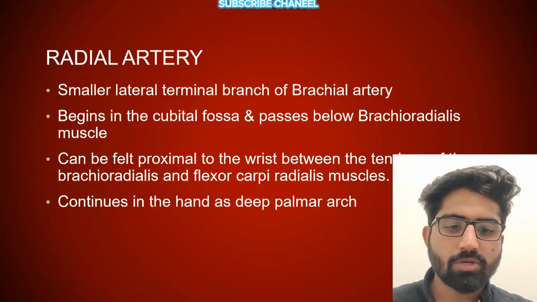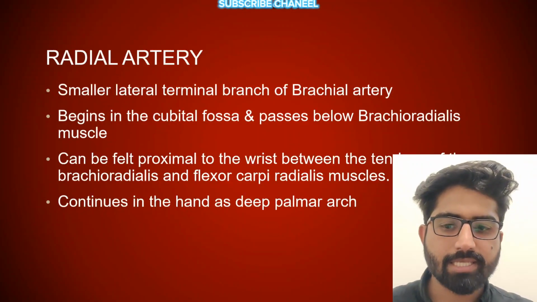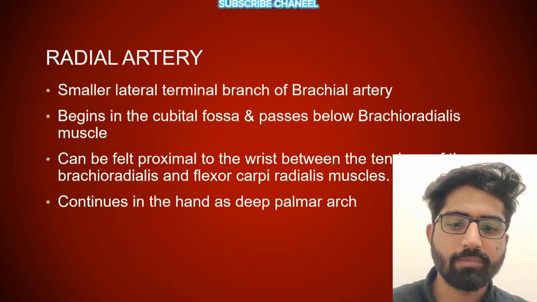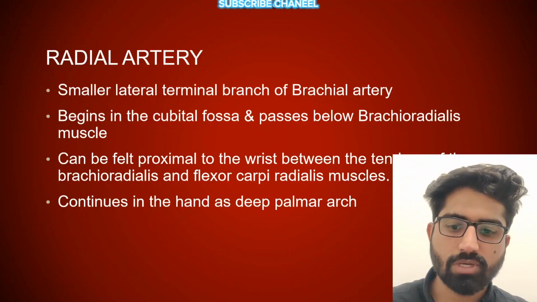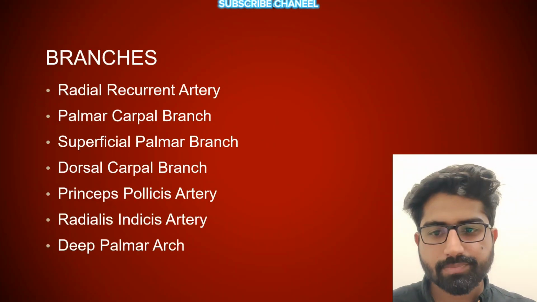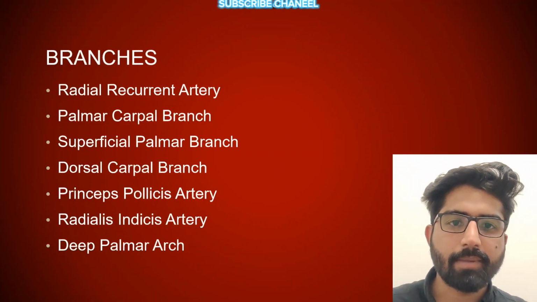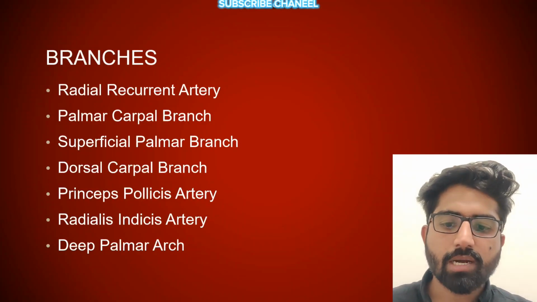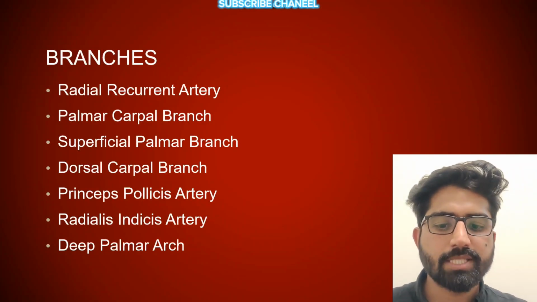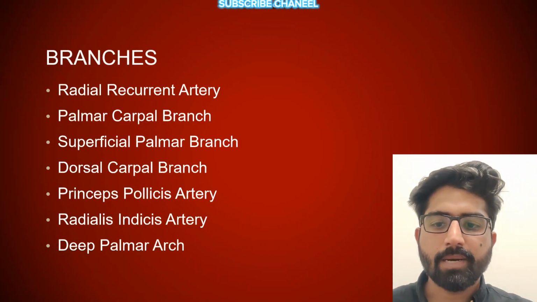It can be felt proximal to the wrist between the tendons of the brachioradialis and flexor carpi radialis muscles. These are the muscles in between; in between these two muscles, the radial artery is present. It continues in the hand as the deep palmar arch. The branches of the radial artery are the radial recurrent artery, palmar carpal branch, superficial palmar branch, dorsal carpal branch, princeps pollicis artery, radialis indicis artery, and deep palmar branch.